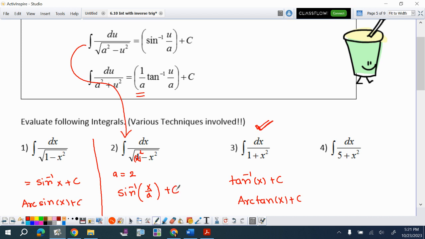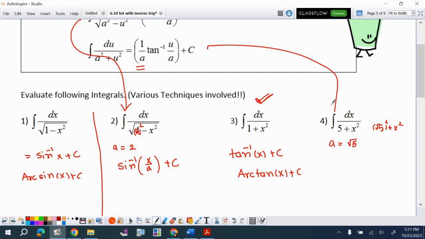That's your answer. Here the value of a is square root 5. A is square root 5. Note that we have to write a squared plus u squared, so square root 5 squared plus x squared. And if I apply this formula here, the answer is 1 over square root 5, which makes it 1 over a, tangent inverse of u over a, where u is x and a is square root 5, plus c.